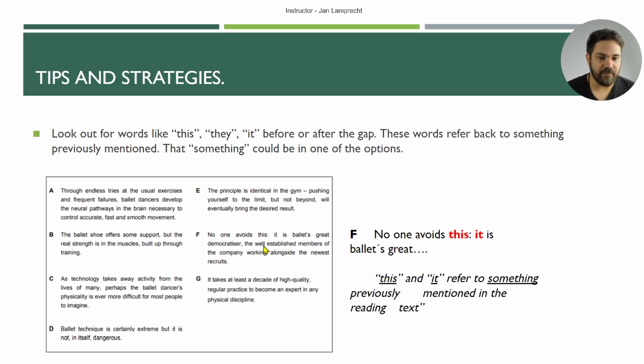Look at F. No one avoids this. What is this? This is something that was previously mentioned in the paragraph. Okay. It is ballet's great democratizer. What is it? Again, it is referring to something that was said previously in the text. It's very important to look at these words. They refer back to something. Our job is to find that something and then connect it.